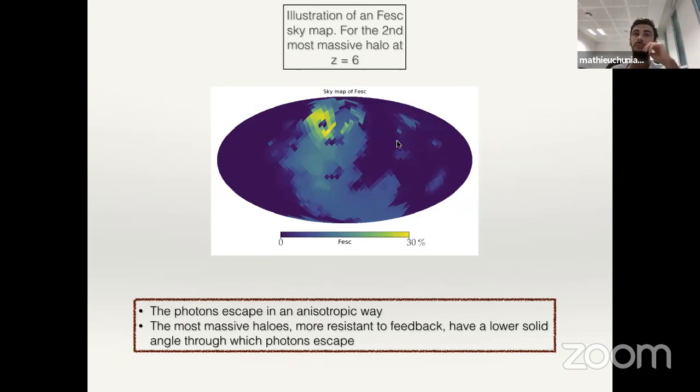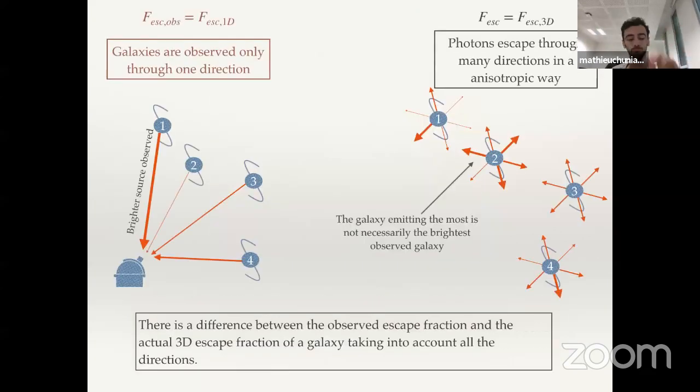So first, in the SPHINX simulation, as in fact in many simulations, we can see that the photons are escaping in an anisotropic way from halos, as is illustrated on this schematic, for example. And also another interesting point is that for the most massive halos, because they are more resistant to feedback, they tend to have a lower solid angle for photon escape, because it's impossible to totally clear away and blow away a massive halo.